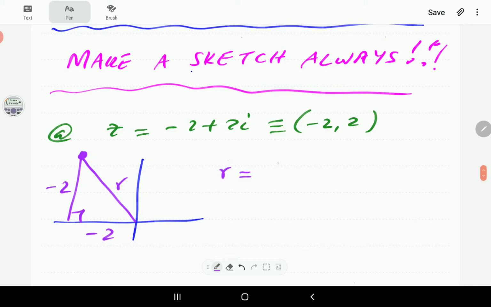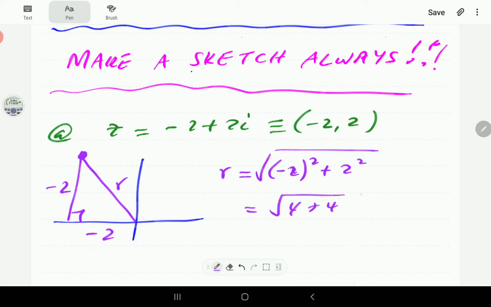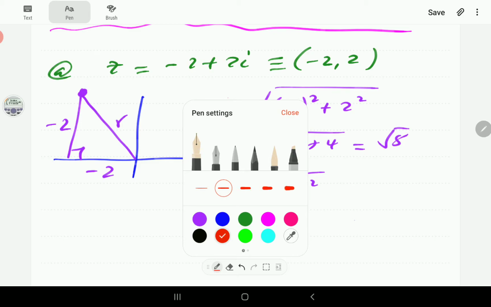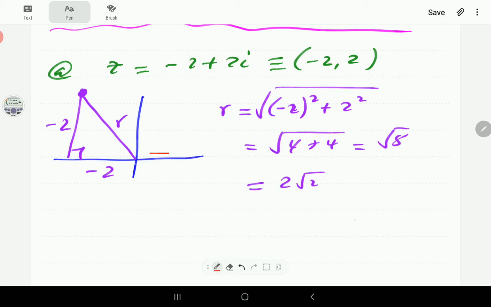So simply r is going to be negative 2 all squared plus 2 squared. Then we take the square root of that. It's going to be 4 plus 4, which is square root 8. So this is 2 root 2. So that is going to be our modulus. Then the argument is going to be this angle here, theta.